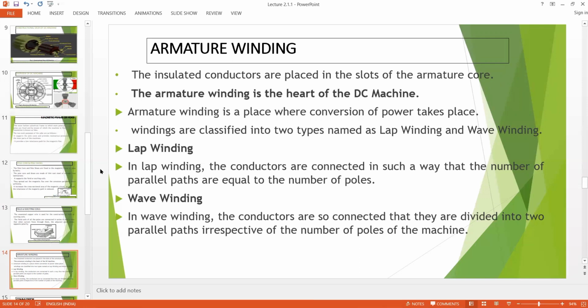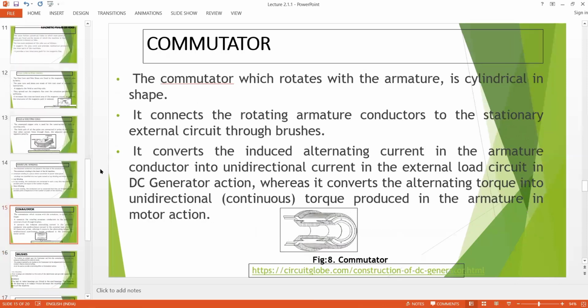So over here we can say lap winding and wave winding. I already discussed that when the lap winding is equal to the number of poles, it is used for big machines, large machines carrying heavy current. Even in the wave winding, it is for the small machine carrying less current, and it is fixed values too.